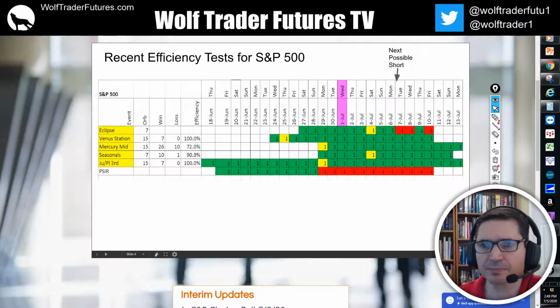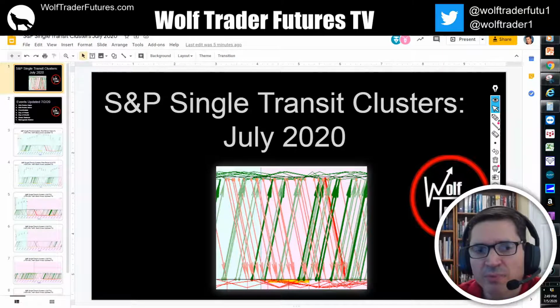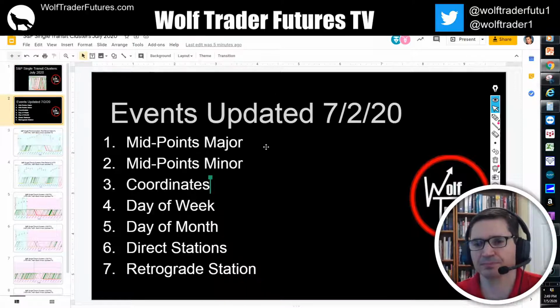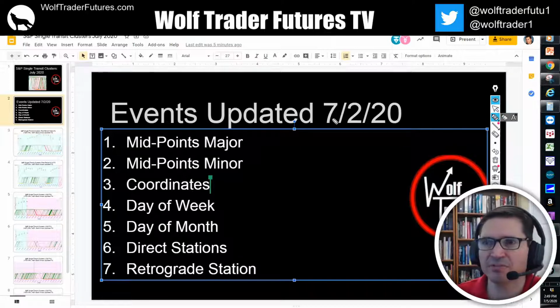But getting back to these single transit clusters, this is really important because now I can look at transits that are clustering. So what are we going to look at? Well, I was able to look at a lot of things. First of all, I'm able to look at the midpoints of planets, which are very important because that's a concentrate. It's like a focal point, a focal point of energy between two planets. So I was able to look at the major and minor aspects.